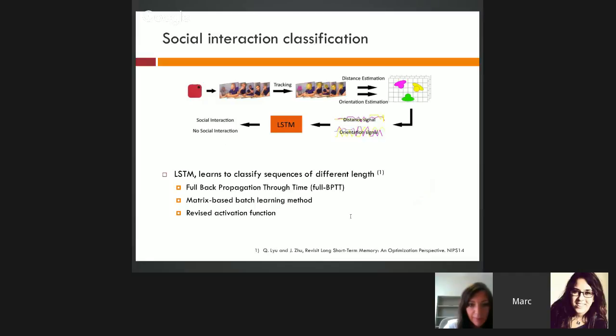In this work, we used the revised version of the LSTM, which uses full backpropagation through time for optimization, which is based on a matrix-based mini-batch learning, and the revised activation function, which finally results in more robust and much more accurate results.